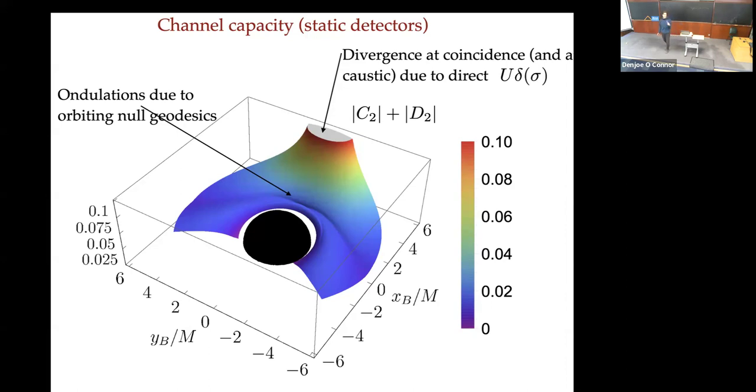And there's a divergence where, if Alice sat exactly the same place where Bob sits, there would be a divergence. It's hard to see here, but there are ripples. There are some oscillations, and these ripples come from the orbiting null geodesics. And the divergence obviously comes from the direct part, the u delta sigma. So the dominant term is the direct part, and the backscattering and the orbiting null geodesics give you some modulation to the channel capacity throughout. By the way, there's a divergence at caustics. I've got another plot that shows it, but I didn't show it here.